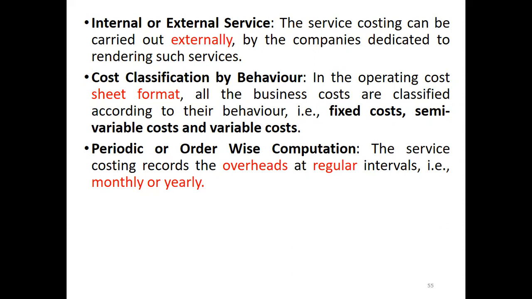In the operating cost sheet format, all business costs are classified as per their behavior, that is fixed cost, semi-variable cost, and variable cost. This is the cost classification in the power sector: less requirement of working capital and huge requirement of fixed capital. So accordingly, we can classify the cost incurred in the power sector on the basis of fixed cost, semi-variable cost, and variable cost.